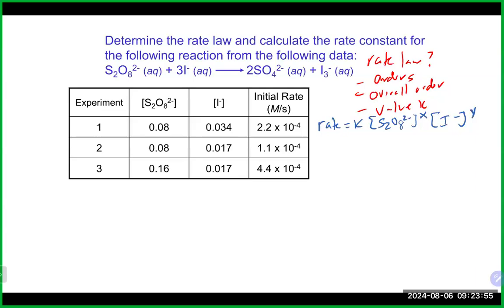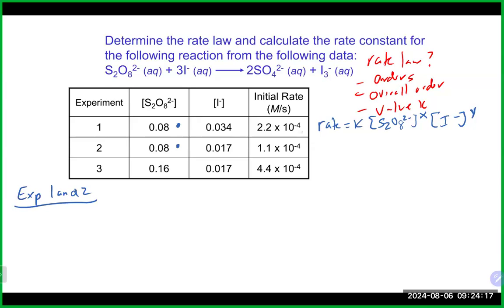And when we do so, we want to look for 2 entries where one stays the same and one varies. And again, in this case here, since we only have 2 reactants, that's what we're looking for. Again, if you had multiple reactants, you want to only have one variable. So experiments 1 and 2 keep that first guy constant there.